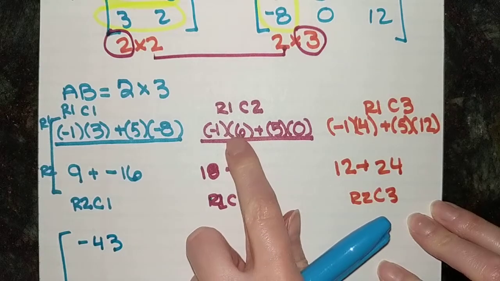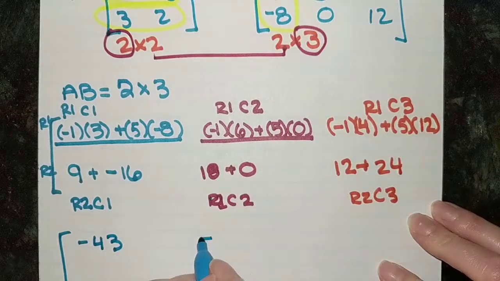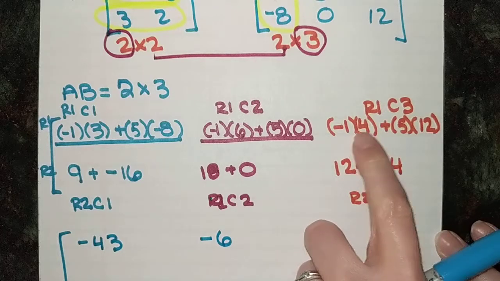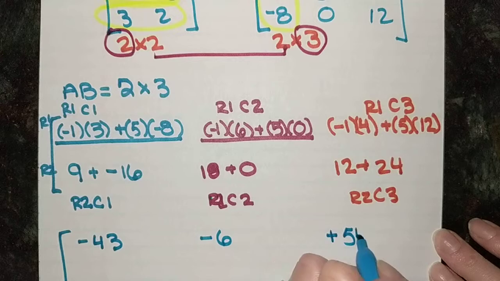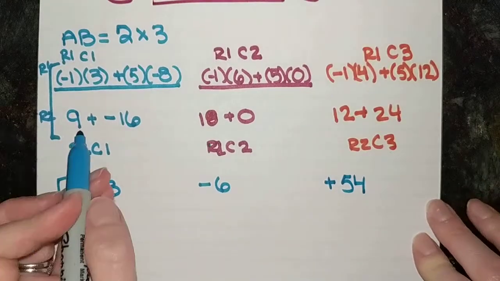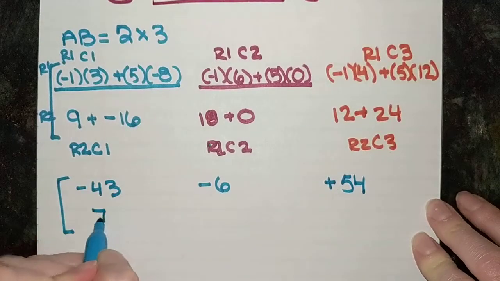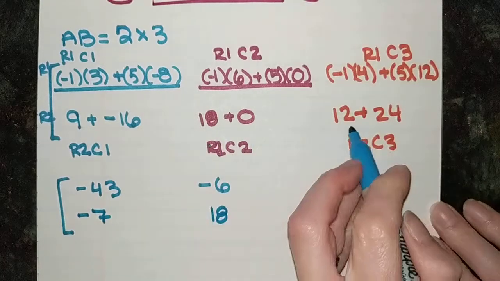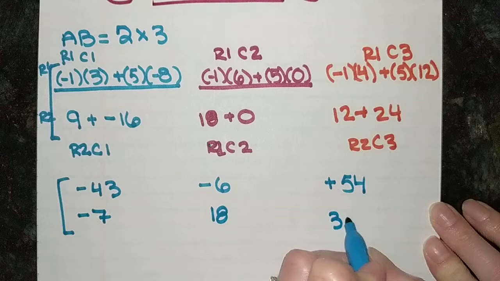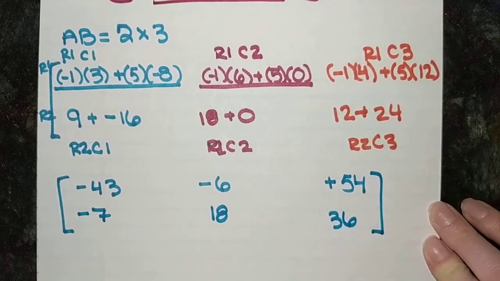For this one, we have a -6 plus 0, and then -4 plus 60, so 56. And then the 9 minus 16 is going to give us a -7. 18 plus 0 to get 18, 12 plus 24 to get 36. And that is our final answer.